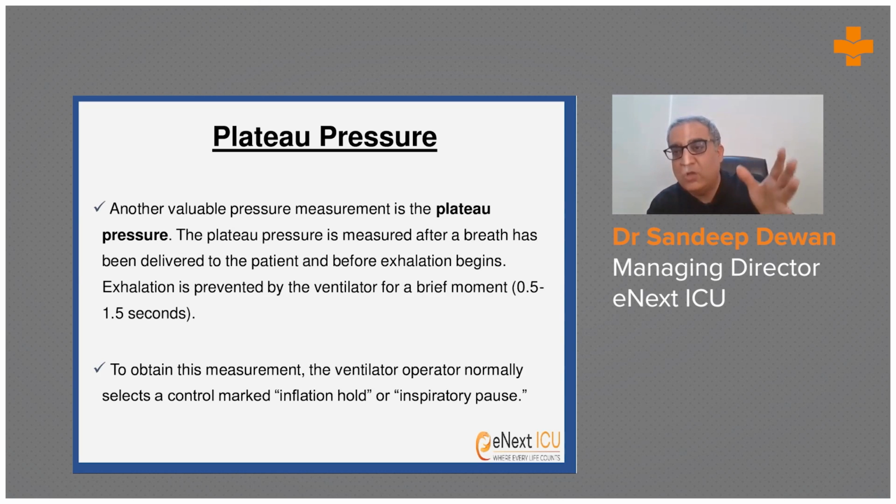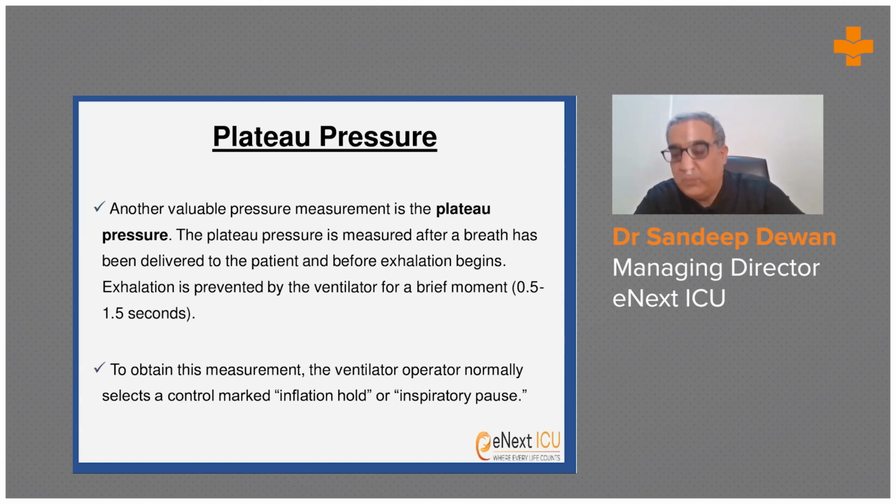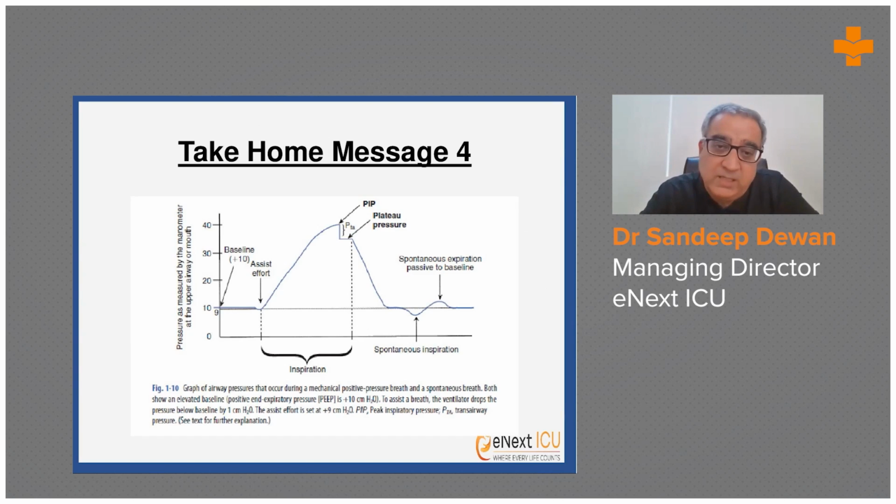And that pressure, which is measured at the alveoli, is known as plateau pressure. So if the lung is normal, the plateau pressure will be low. If the lung is damaged, or there's a pneumonia or ARDS, or suddenly the lung becomes bad, the plateau pressure will go up. So this is very, very important. These two are the most important pressures which you must understand before you start patients on a ventilator.